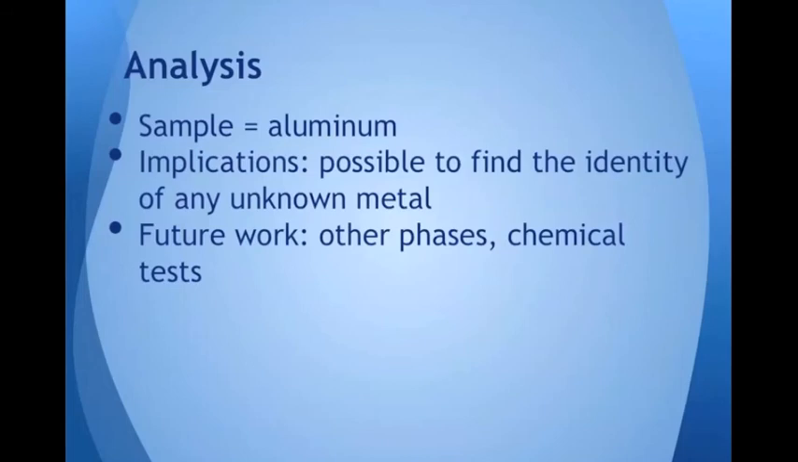With the conclusion that our sample is aluminum and the fact that aluminum's physical properties match so closely to our sample's, it implies that it's quite easily possible to find the identity of any unknown metal, and this verifies our hypothesis. In the future, we could try the same experiment on other phases like liquid, gas or plasma, or instead of doing physical tests for physical properties, we could do chemical tests and test the chemical properties of our substance.